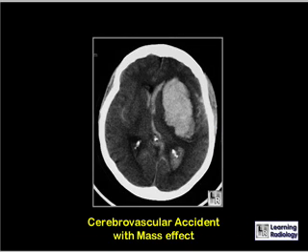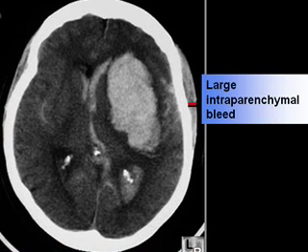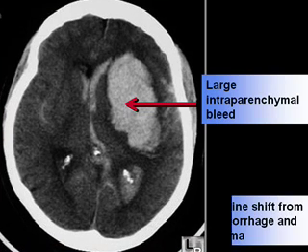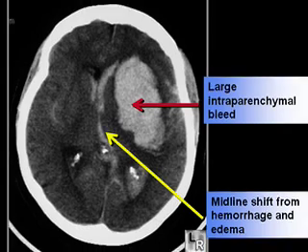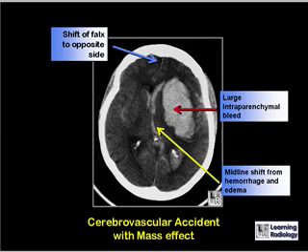This is another example of an intraparenchymal hemorrhage with mass effect. The red arrow is pointing to the large intraparenchymal bleed. The yellow arrow points to the midline shift from the combination of both hemorrhage and edema. The blue arrow is pointing to the shift to the opposite side of the falx.